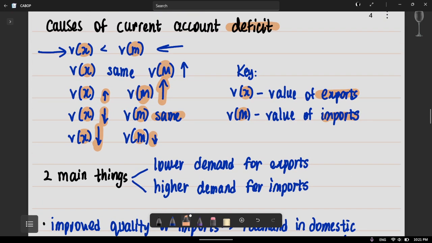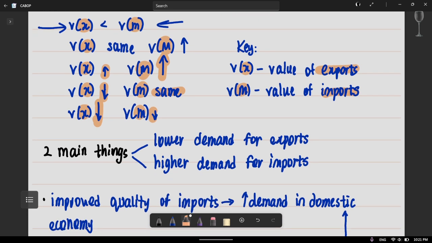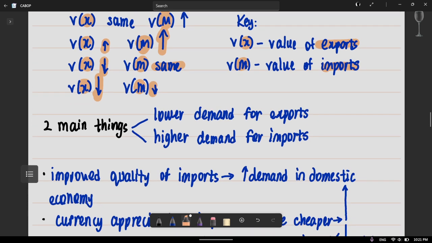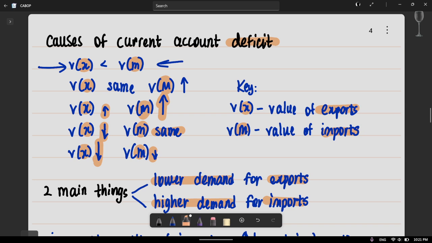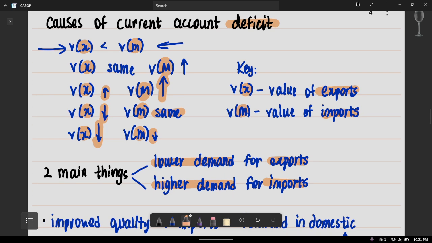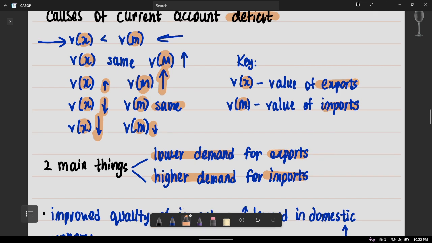Now, when you're talking about causes of current account deficit, it's going to be caused by two things, and there are multiple ways of describing these two things. Now, what are these two things? First, there will be lower demand for your exports, or there could be higher demand for your imports. The way you decide to explain this will determine how many marks you get. You could have the same main idea defined and described in different ways, and they could be correct and be given the marks.